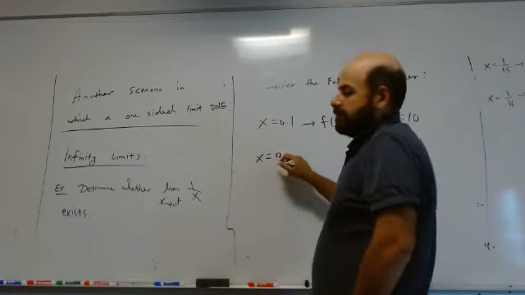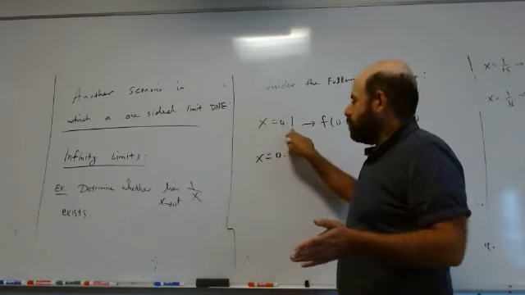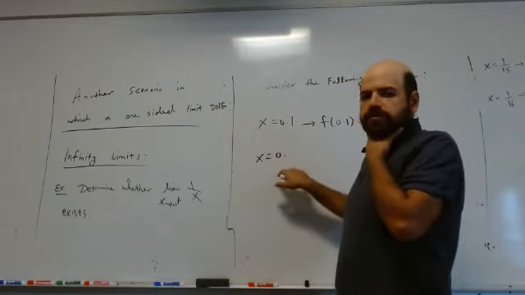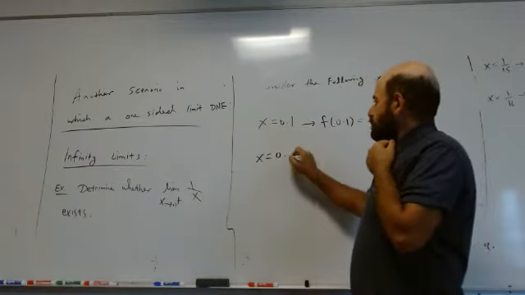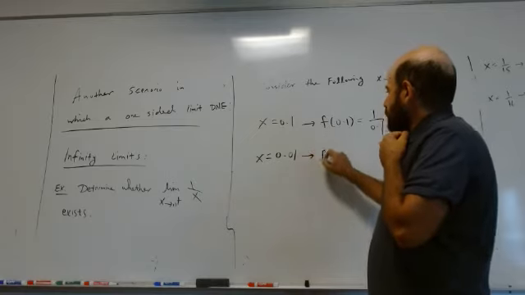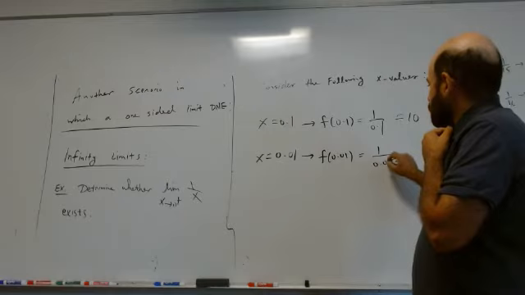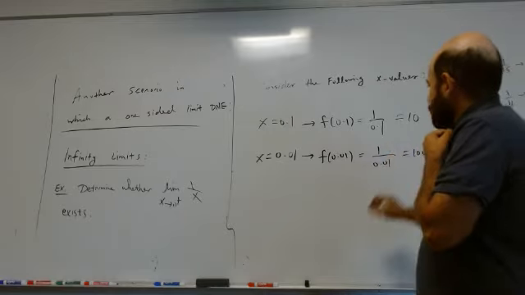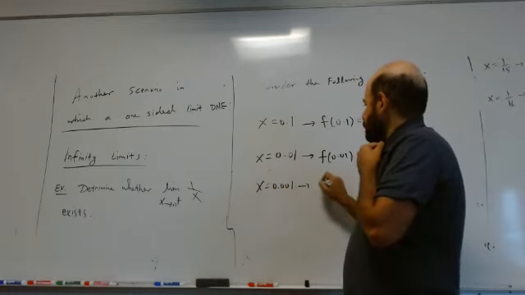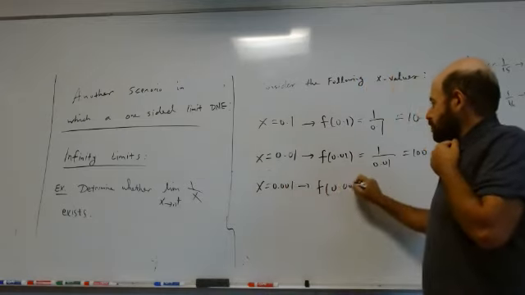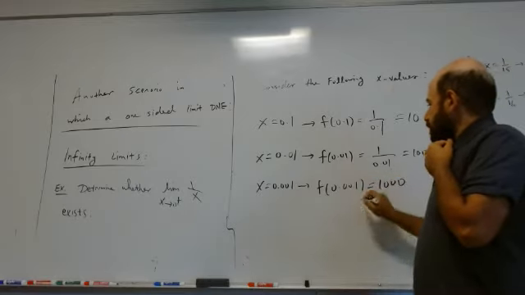So the next x value that I can consider, so I want to move closer to 0. I started with 0.1. If I want to move closer to 0, then the next step, I can consider 0.01. And then f of 0.01 will be 1 over 0.01, which is 100. Next step, 0.001, f of 0.001 will be 1000. And so on.